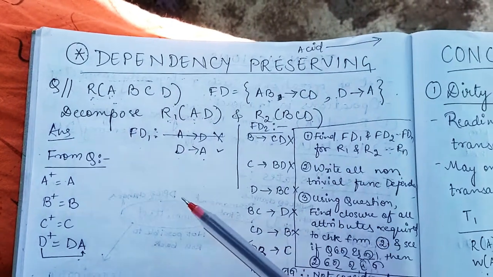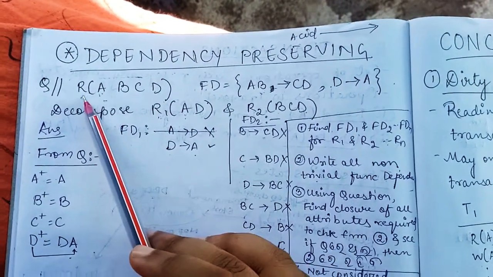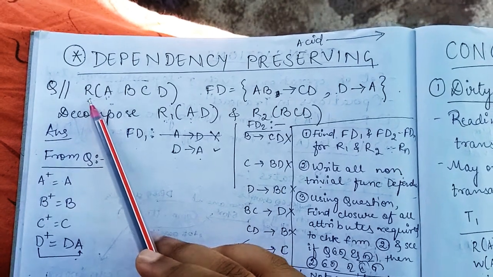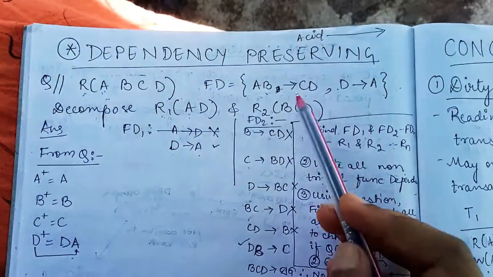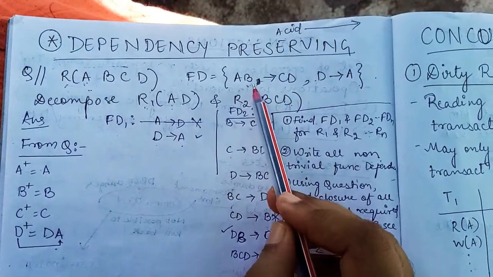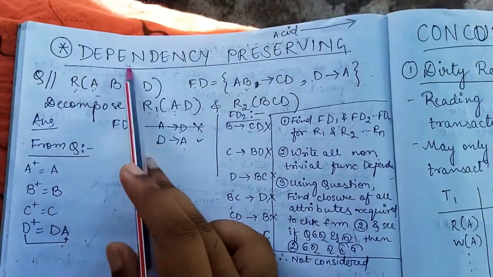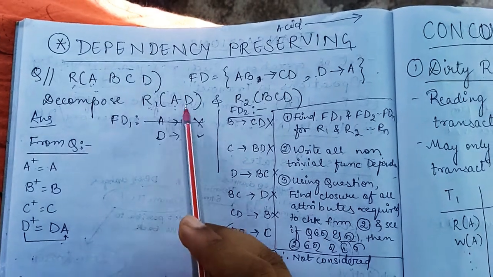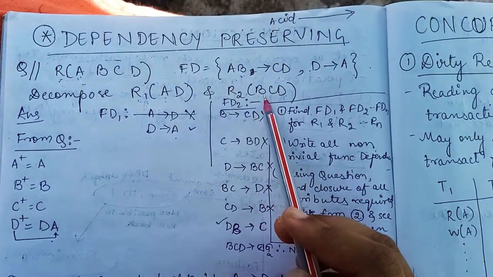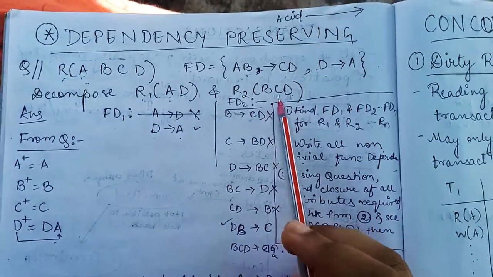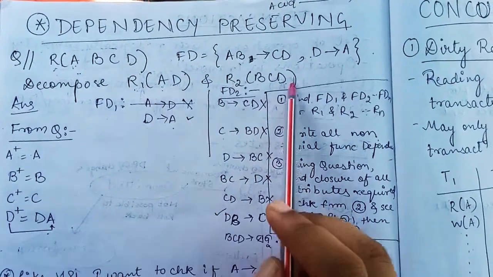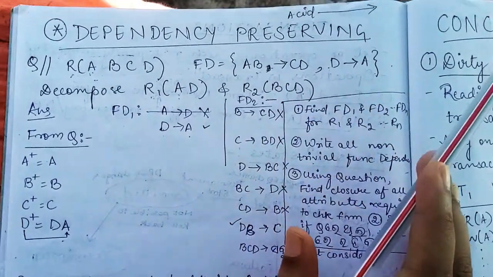How to check dependency preserving. Suppose we have been given a relation R with attributes A, B, C, D and the functional dependencies AB gives CD, D gives A. Now this relation is divided into R1 with attributes AD and R2 with attributes B, C, D. First of all, this should be a lossless decomposition, else the decomposition is not valid.